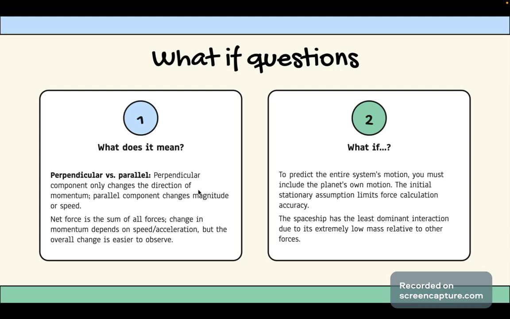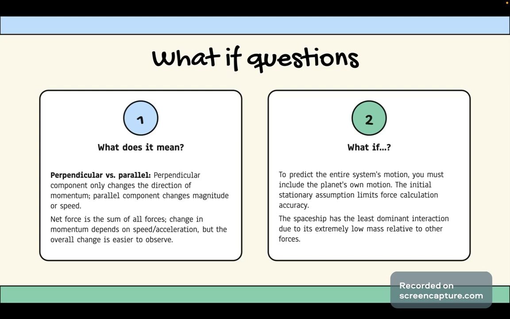And then for the second question, to predict the entire system's motion, you have to include the planet's own motion. So in this case, the planet could be moving and orbiting something else as well. And the initial assumption was that it was stationary, which limits the accuracy of our calculation, which I talked about in the errors earlier.